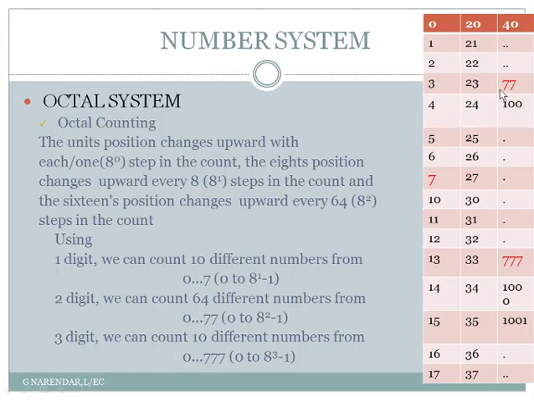And when it is 77, you can see that the units position is the maximum digit, so it should change to 0, and the 8's position is also 7, so it should change to 0. So when both these positions are changed, we'll get a new position for the next count, the 64's position, and that digit should be 1. So after 77 you will get a new count as 100.